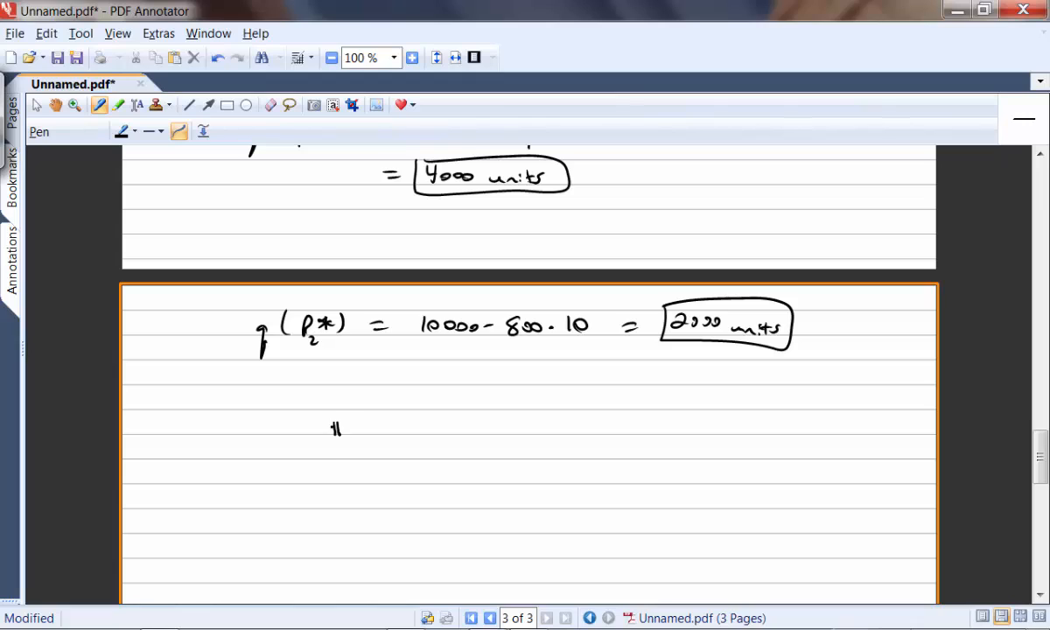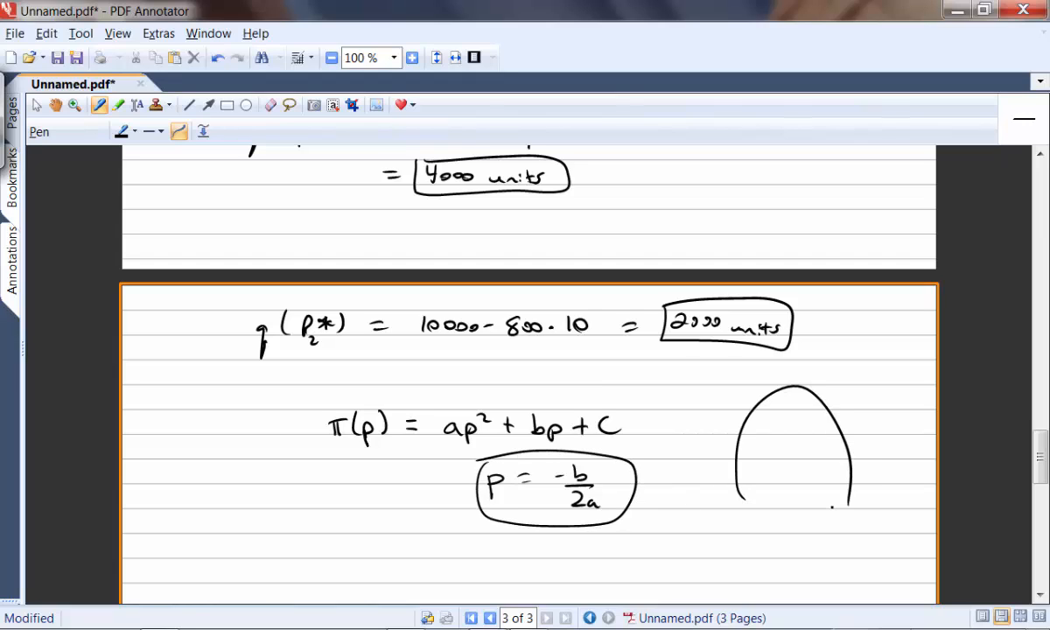If we have a profit function like this, it's a function of price, and in general, if we just label it AP squared plus BP plus C, forget about setting it equal to 0, there's our function, there's our quadratic. Then the value of P that maximizes this function is negative B over 2A. If A is a negative number, then this will be a maximum, because the quadratic will open downward.